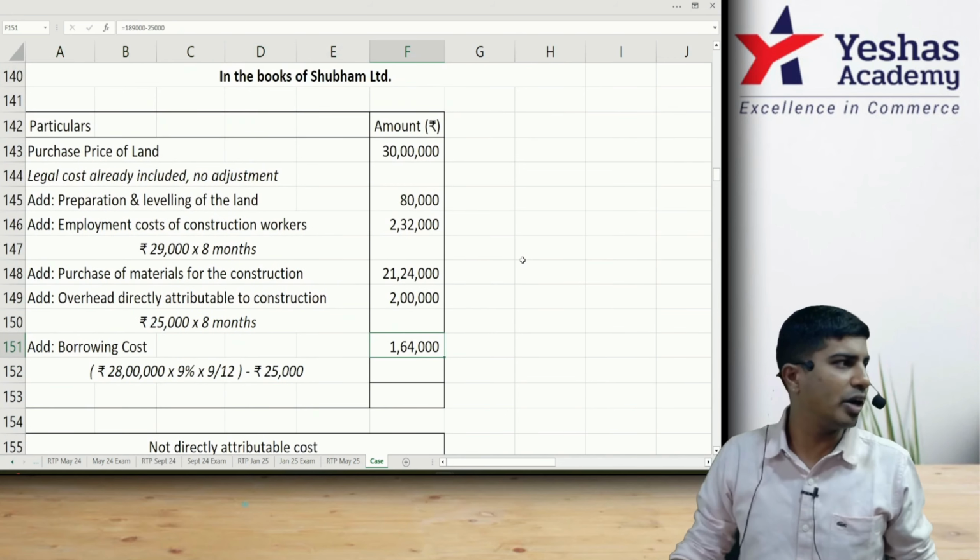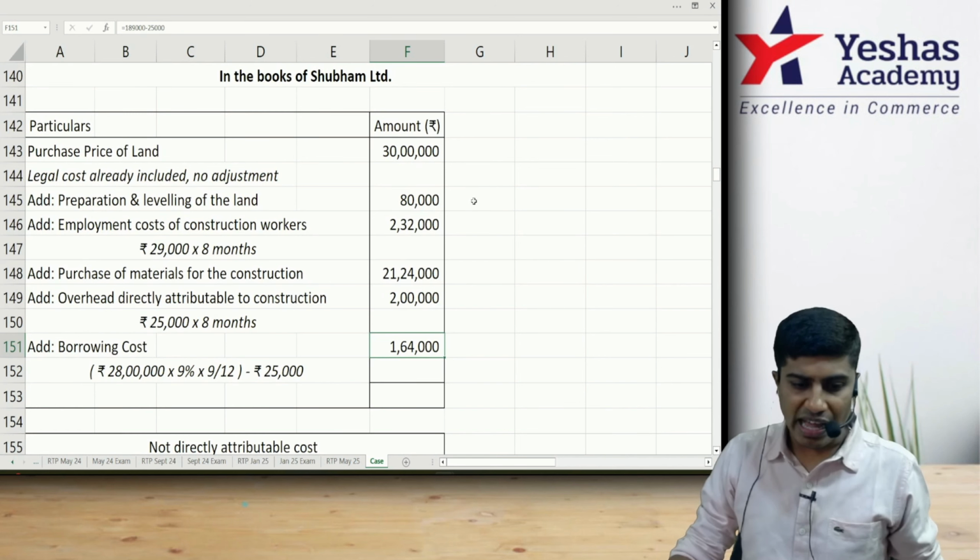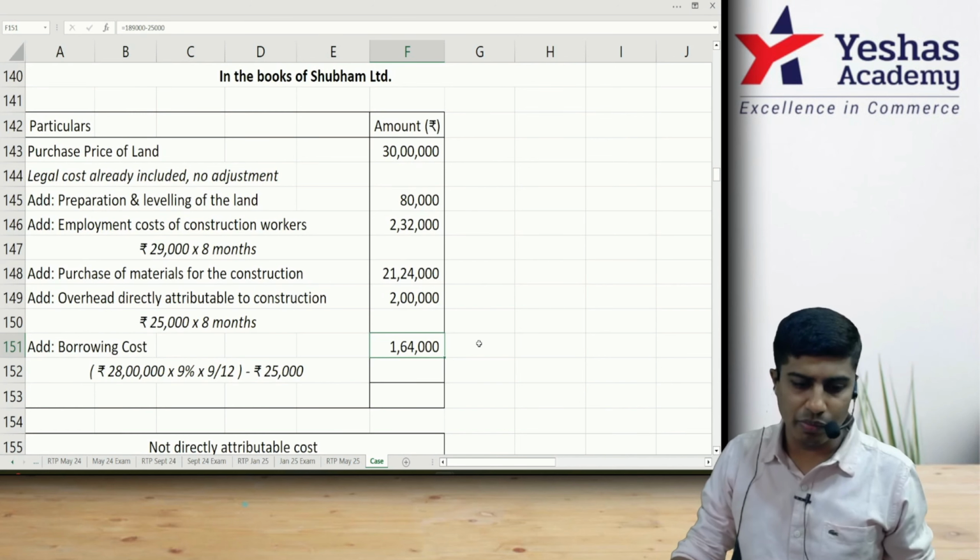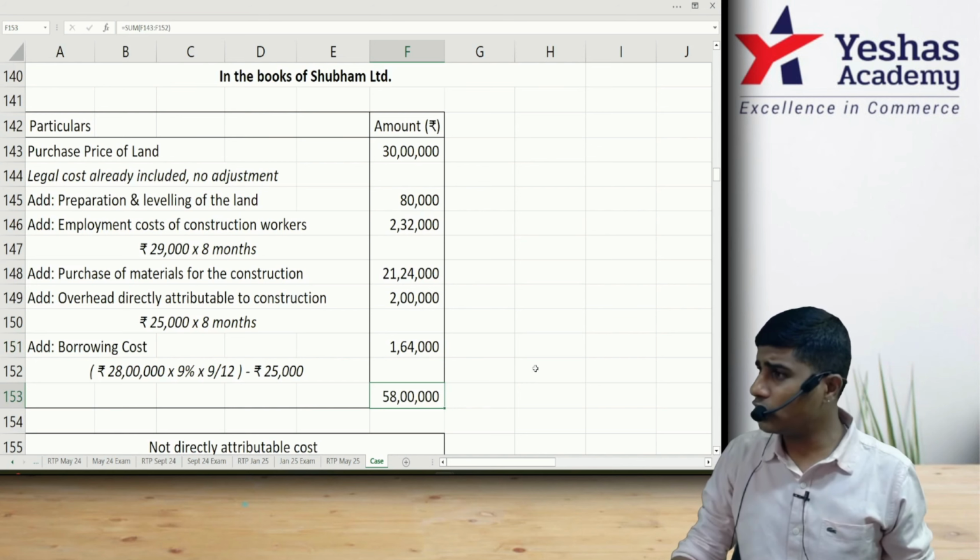Add the entire item to identify my cost. 30 lakh plus 80,000 plus 2,32,000 plus 21,24,000 plus 2 lakh plus 1,64,000. 58 lakh will become the cost of the factory building, including land.